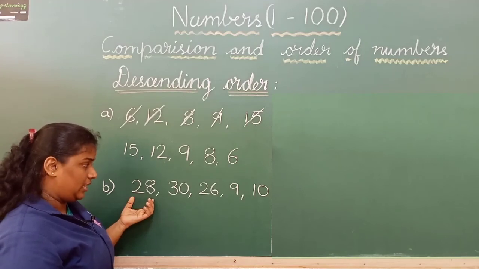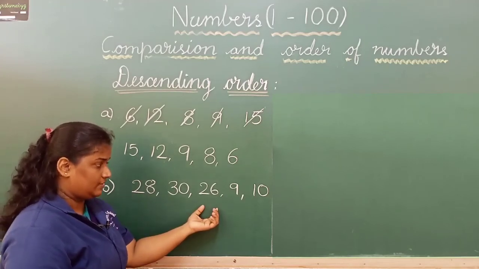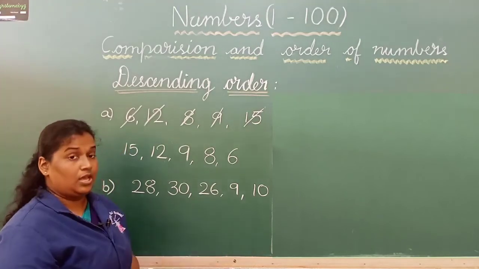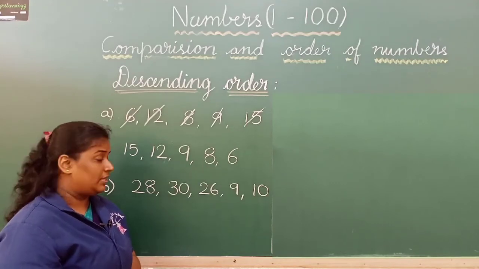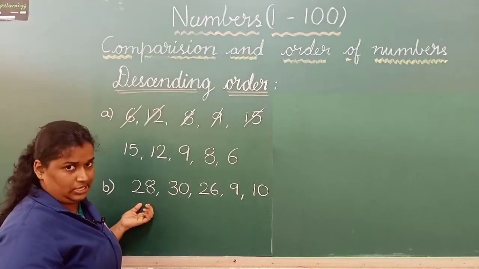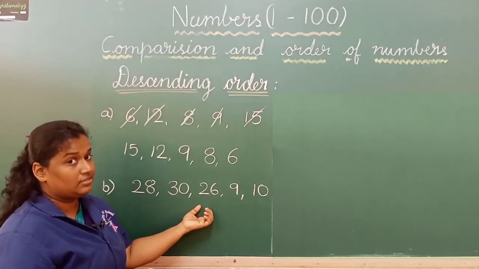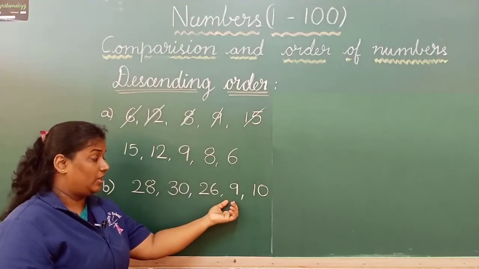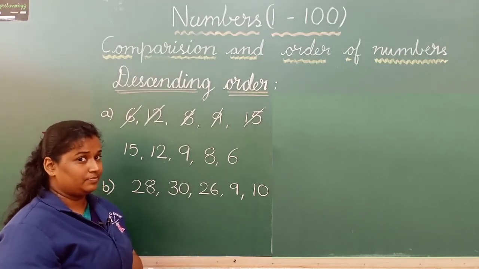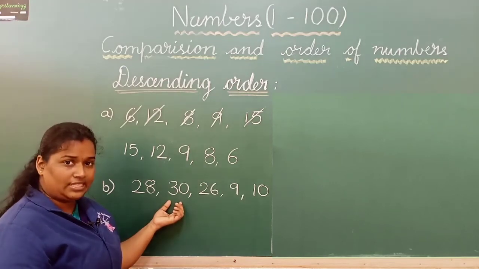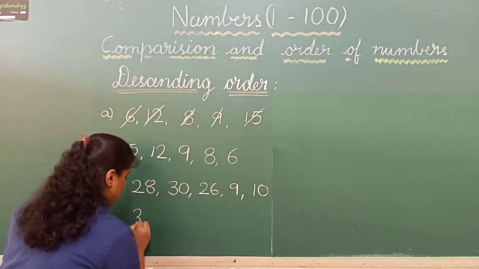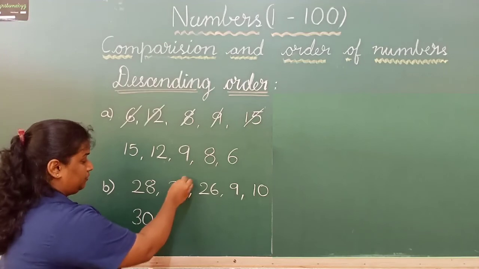The numbers are 28, 13, 26, 9 and 10. Among these numbers, which is the greatest number? Here we have one 1-digit number, whereas all the other numbers are 2-digit numbers. So a 2-digit number is greater than a 1-digit number. Now compare the given 2-digit numbers. Which is the greater number? Yes, here we have 3 tens in 30, which is greater than the other numbers. So 30 comes first in the descending order.